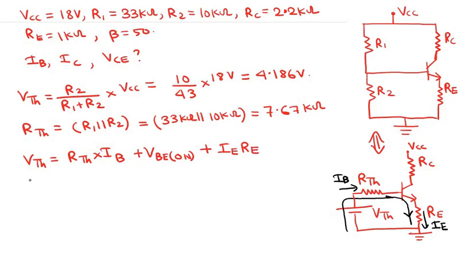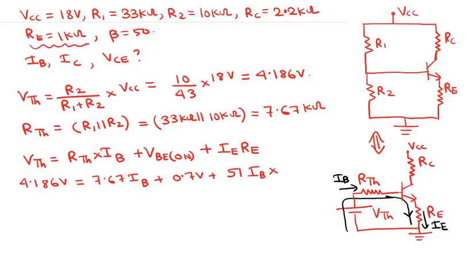Okay, so VTH is basically 4.186 volts, RTH is 7.67 kilo ohms, plus VBE on we are assuming to be 0.7 volts, plus IE is basically beta plus 1 times IB. So beta plus 1 is 51 times IB, into RE is basically 1 kilo, that's written over here. So into 1 kilo, so I am writing it as 1.